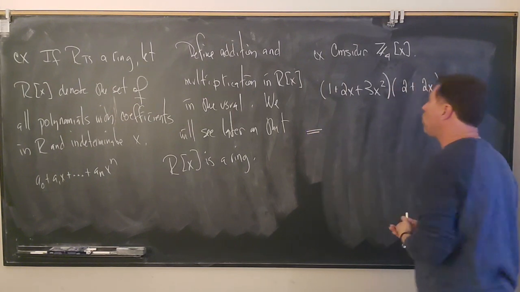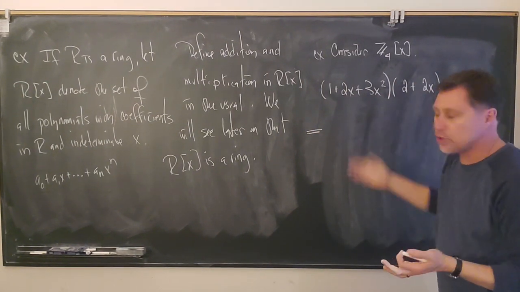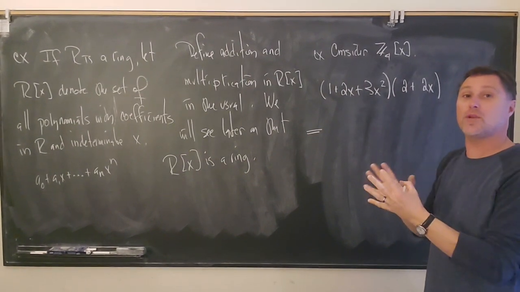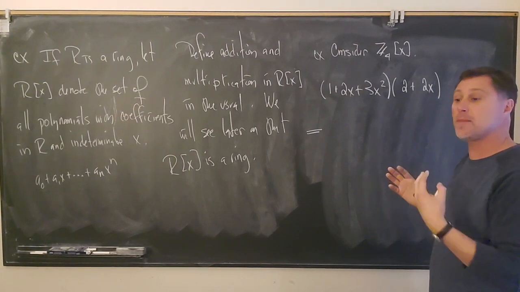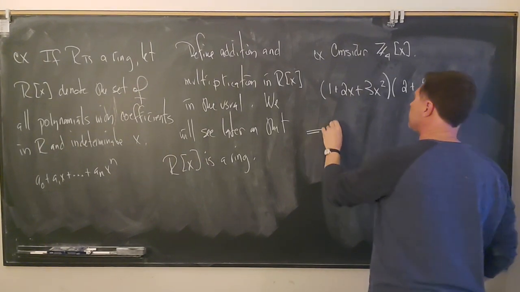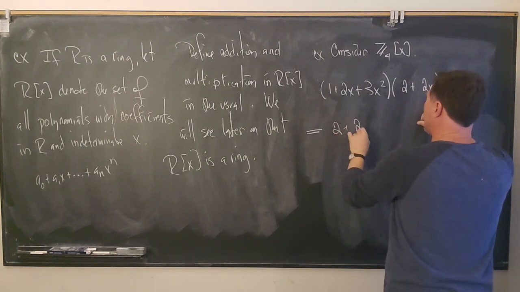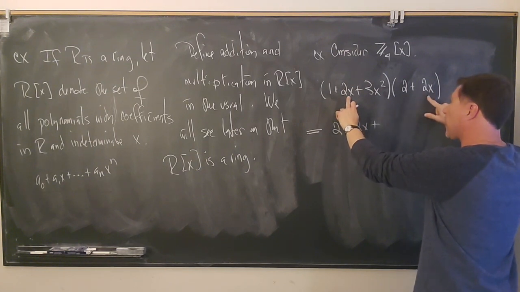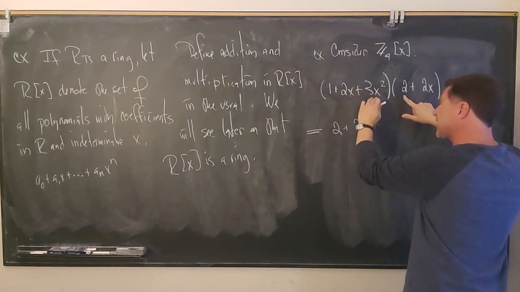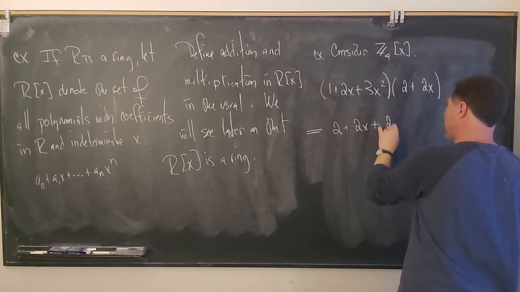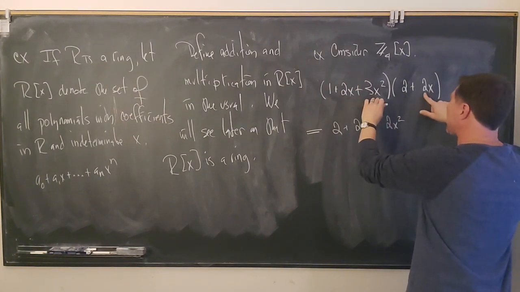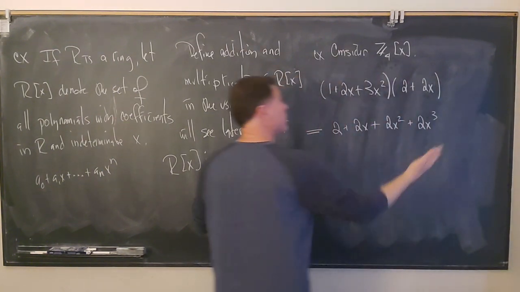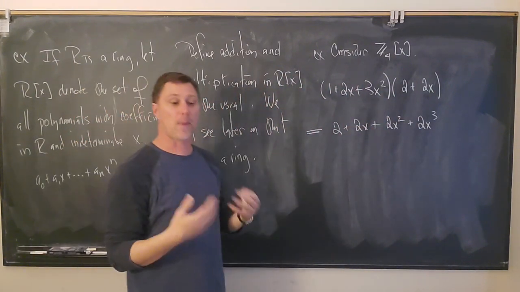Okay, so now when we do the operation, I'm going to do FOIL as you usually would. But we have to remember that the coefficients live in Z4. So when I do multiplication, I'm going to do multiplication mod 4. So this is going to give me a 2 plus 2x plus 4x, which is 0, plus 4x squared, which is 0, plus 6x squared, which is the same as 2x squared, plus 6x cubed, which is the same as 2x cubed. So what we need to do is do FOIL, but reduce coefficients mod 4.